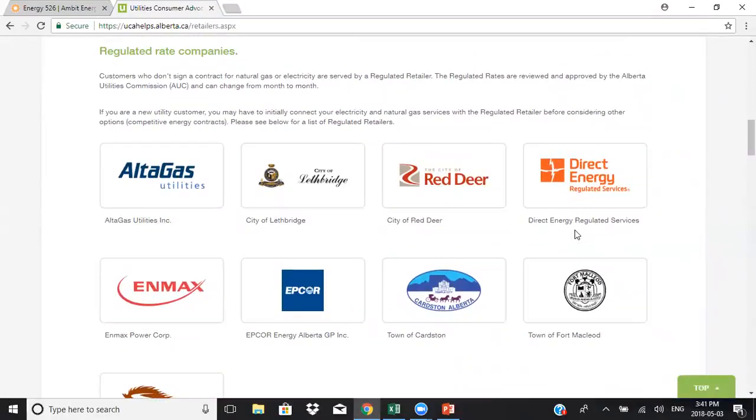A regulated rate company is basically a default incumbent provider of gas and electricity to consumers. So what does that mean? That means if I moved into a home, for example, and I didn't choose my retailer, then the city would automatically appoint me one of these regulated retailers for my gas and one of these regulated retailers for my electricity. So for those of you up north in northern Alberta, maybe in the Peace Region area, you would have Direct Energy Regulated Services for gas and Direct Energy Regulated Services for electricity. Coming into, we'll say, the Calgary area, we'll have Direct Energy Regulated Services for gas, but we would have ENMAX Power Corporation for our electricity, and they would provide us a regulated rate.